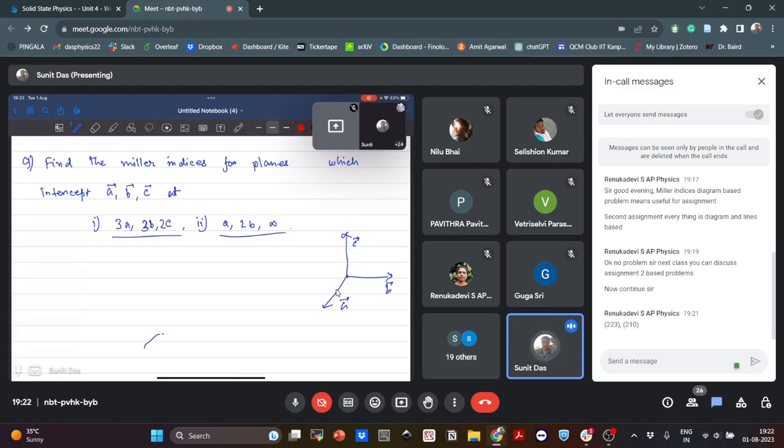Okay, Renuka Devi, you are right. Both the Miller indices are right. So anyone else solve the problem? Please feel free to ask questions and please be interactive.